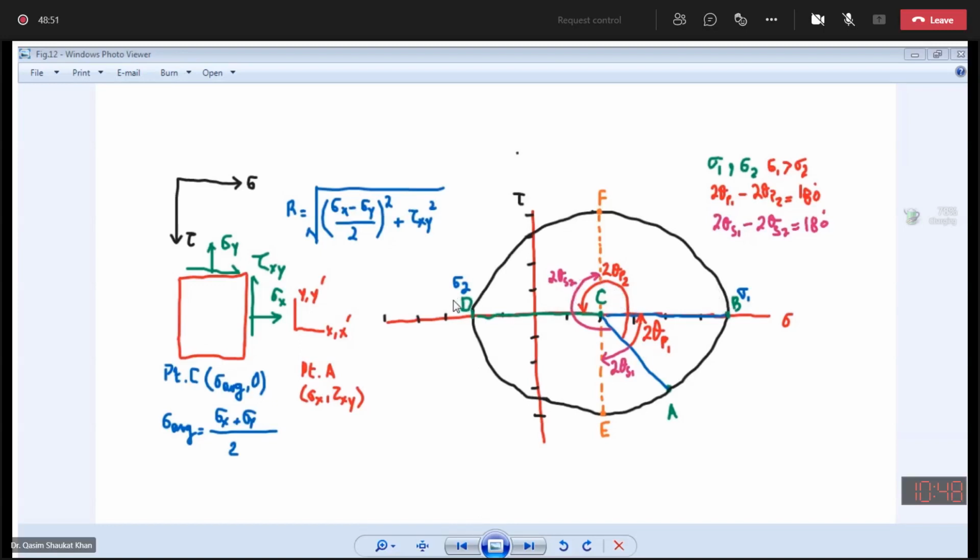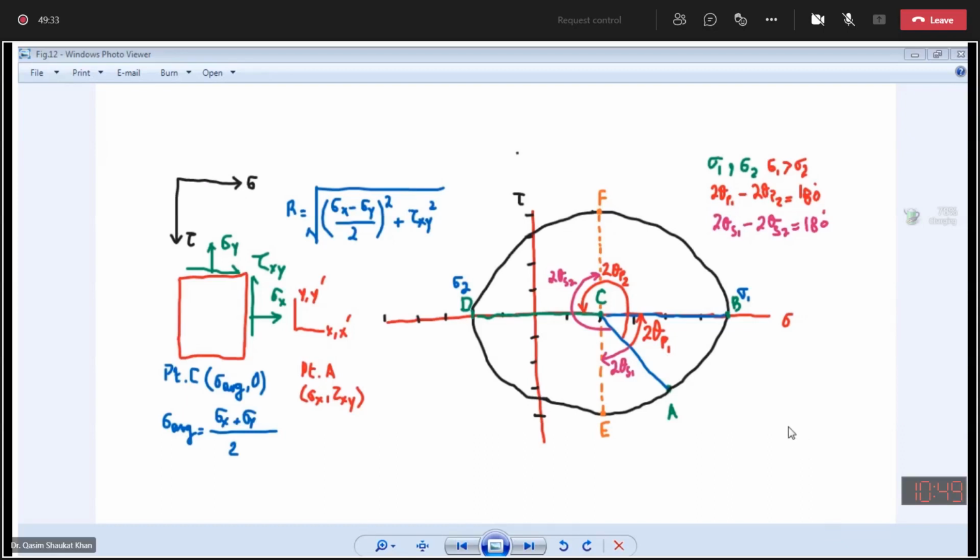Next, there is one point which I want to cover, that is how to measure this 2 theta P1. How will you measure it? You can simply measure it by using trigonometry. By using simple trigonometry, you can find the value of 2 theta P1. And remember, 2 theta P2 will be simply 180 degrees plus 2 theta P1. So you will get 2 theta P2. So this was your major and minor principal stresses, and orientation of the principal planes.